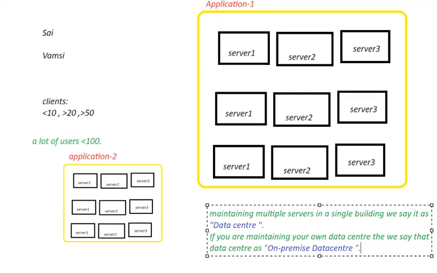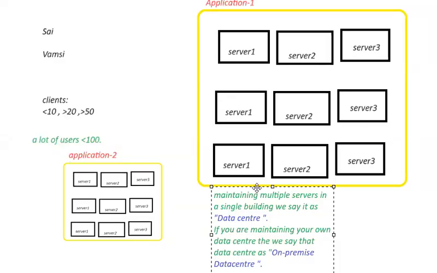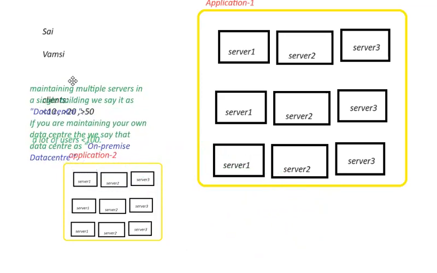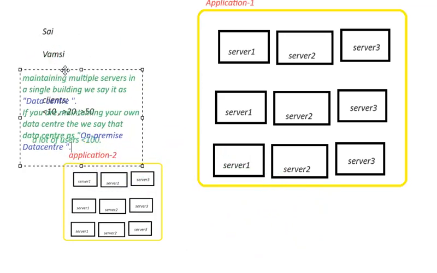So this is the thing. Now you found two new words: data center and on-premise data center. What is a data center, sir? Maintaining multiple servers in a single building, we say it as a data center. Now, what is an on-premise data center, sir? If you are maintaining your own data center, then you say it is an on-premise data center. Okay, now you learned two new things, so let us put it as an important point.